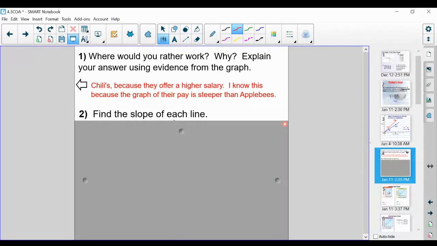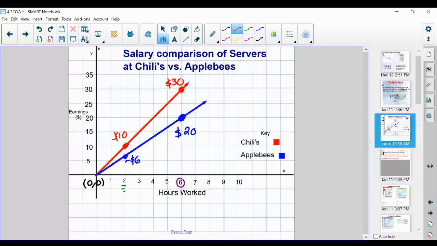Let's try to find the slope of each line. So I'm going to ask that you find the slope of each line, the Chili's and the Applebee's. I'm going to go back to the graph to allow you to do that. Here you go. Try to find the slope of each line. Remember, slope is our change in y over the change in x.